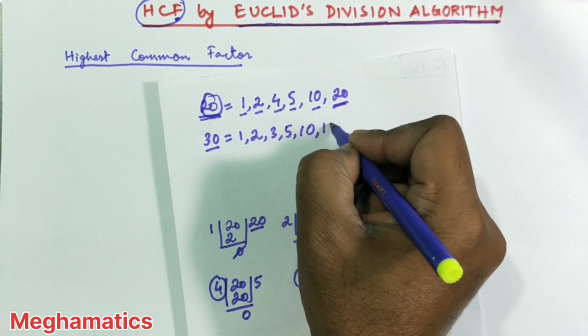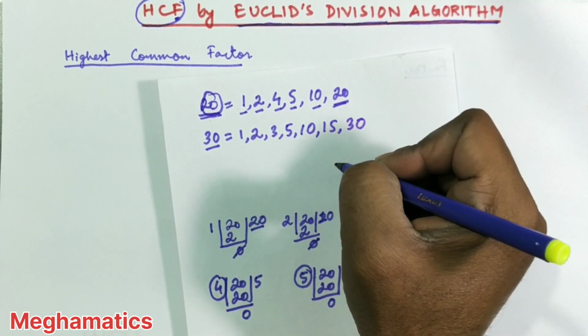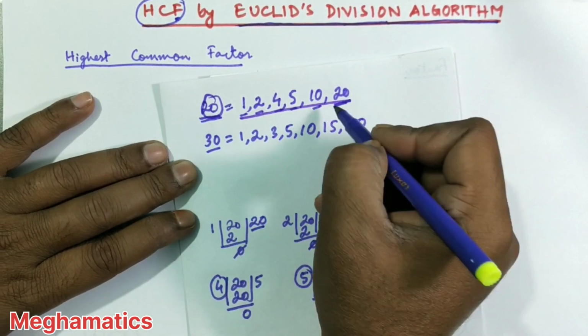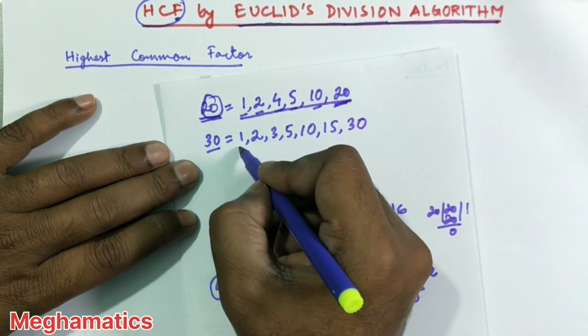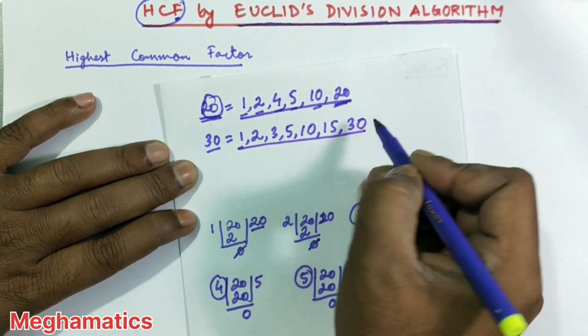Then 15 is also a factor. Then 30 is also a factor. So this 1, 2, 4, 5, 10 and 20 are the factors of 20. And 1, 2, 3, 5, 10, 15, 30, these are the factors of 30.